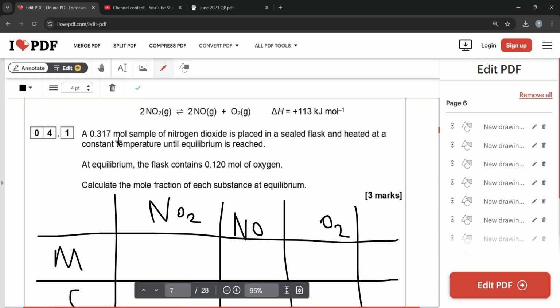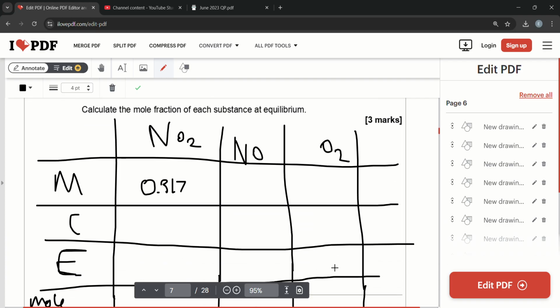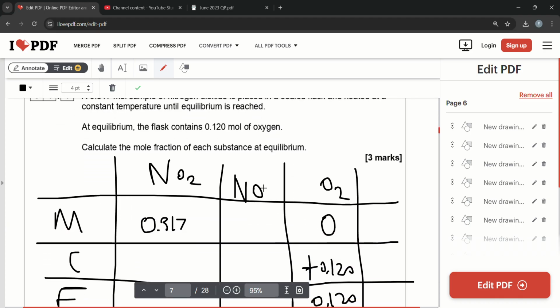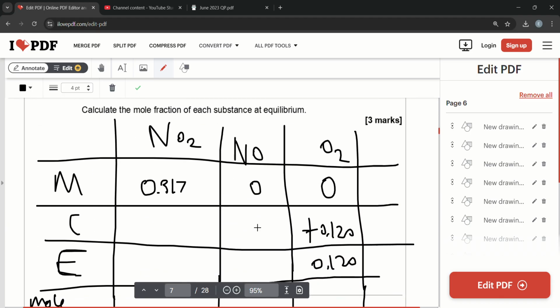A 0.317 sample of nitrogen dioxide, total equilibrium is reached. At equilibrium, the flask contains 0.120 of oxygen. Therefore, equilibrium moles is 0.120. We're going to assume it is 0 at the beginning. So the change is 0.120. We're going to assume there's 0 here at the beginning.